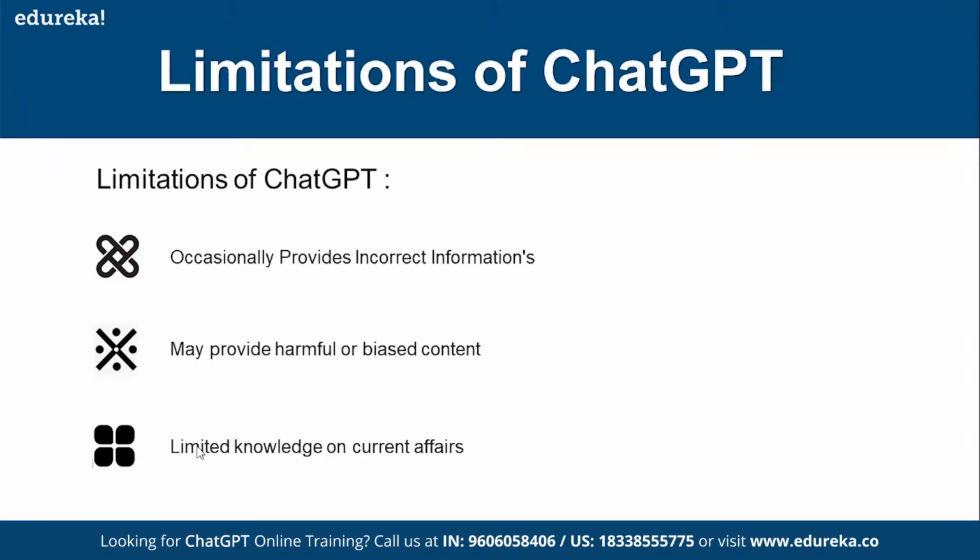There is one more main limitation: it won't provide the latest information. ChatGPT has data only until 2021 or 2022, right? If you want to get news, say there was news in the US federal government yesterday, it is very difficult to get it. So it won't provide the latest information. That's why it has limited knowledge of current affairs and current information available on the internet. These are the limitations of ChatGPT.